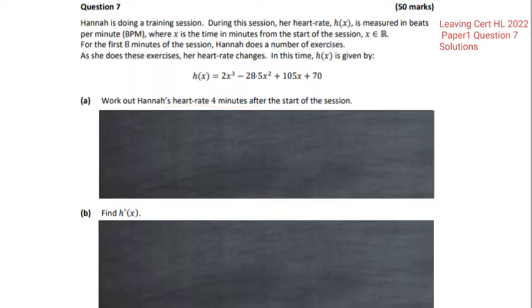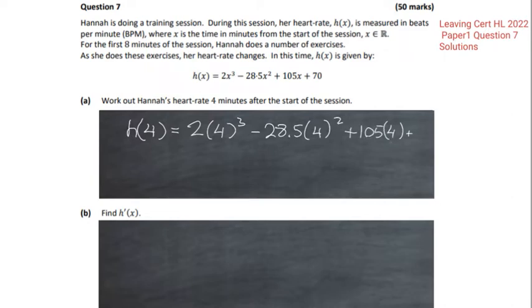So we need to substitute 4 into the cubic equation. So h of 4 is equal to 2 by 4 cubed minus 28.5 by 4 squared plus 105 by 4 plus 70, and our result is 162, and that will be in beats per minute, BPM.